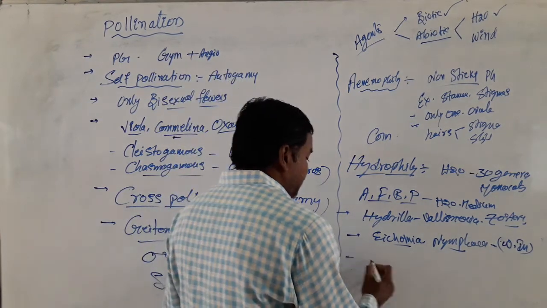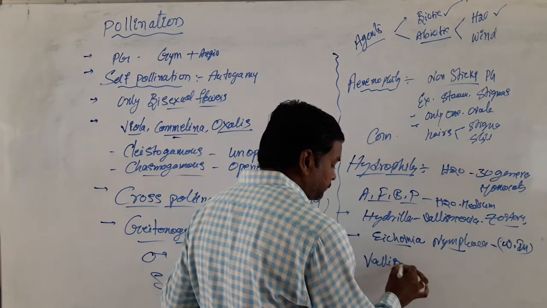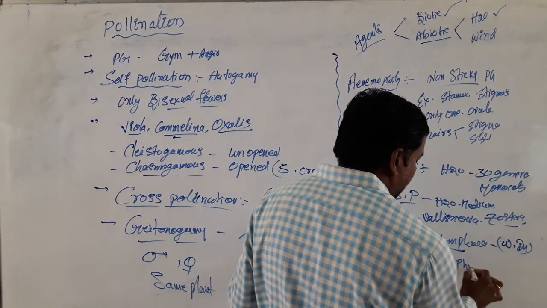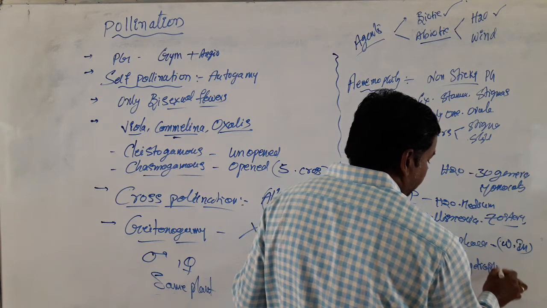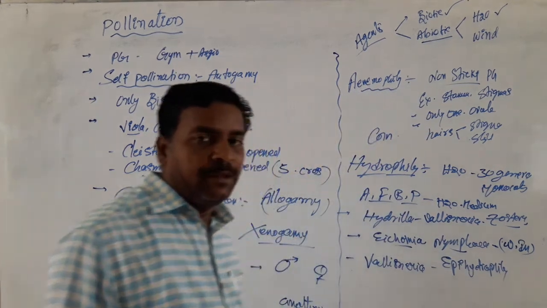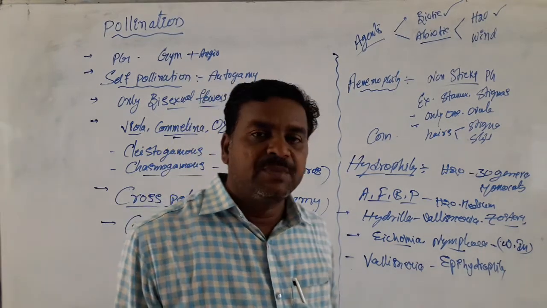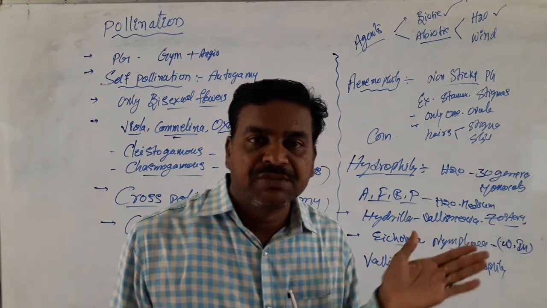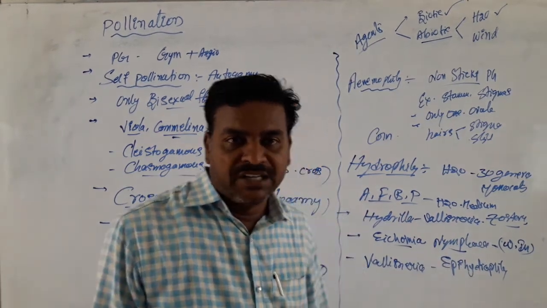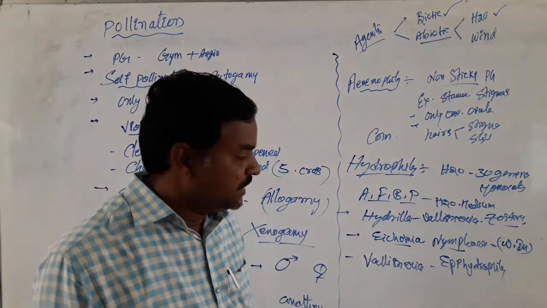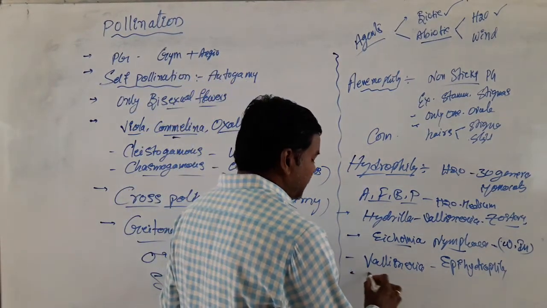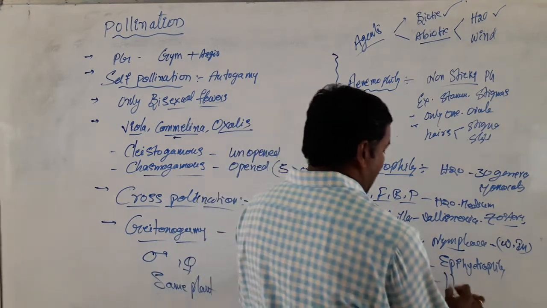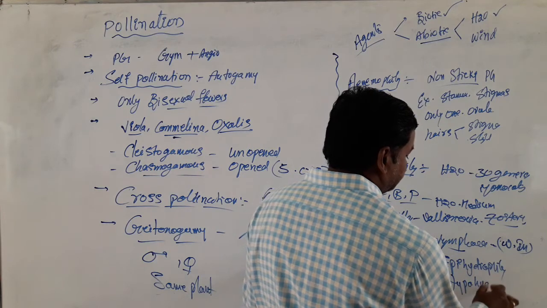In Vallisneria, epihydrophily is there. What is epihydrophily? Female flowers reach the surface by long stalks. Male flowers are released onto the surface, they move possibly by water currents and reach the female flower, and pollination takes place on the surface of water. That is called epihydrophily.